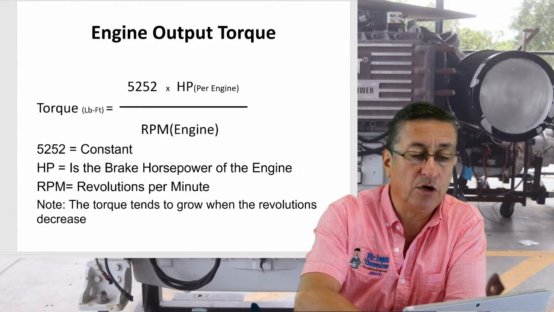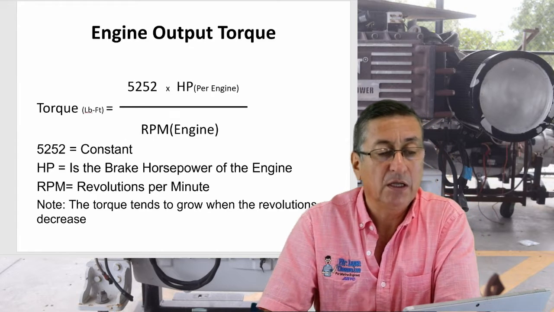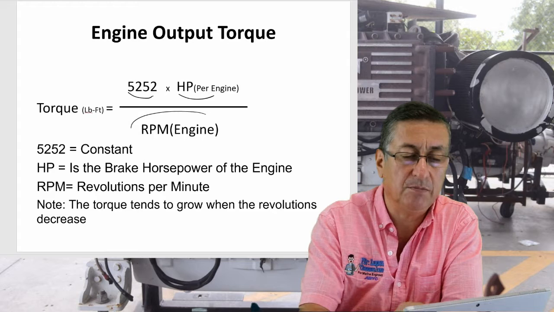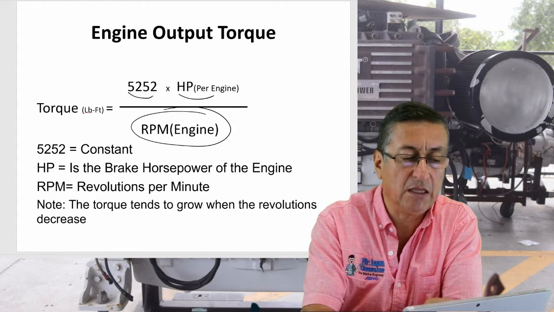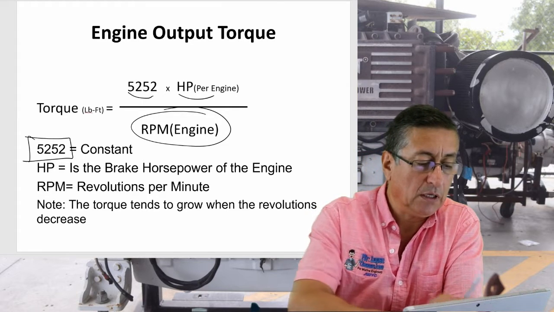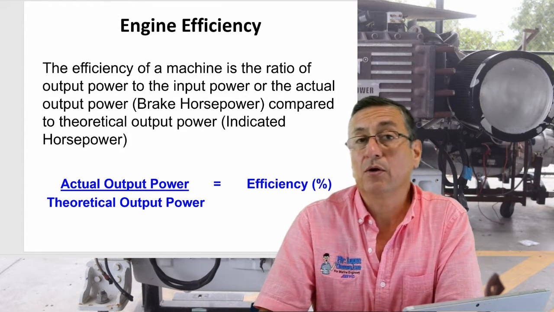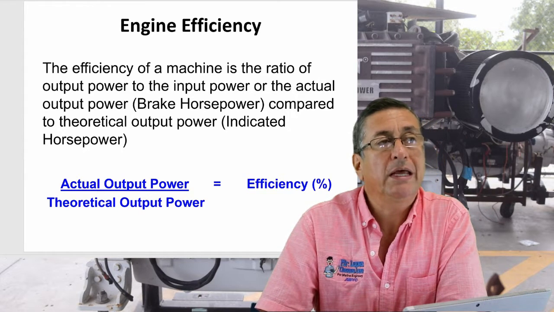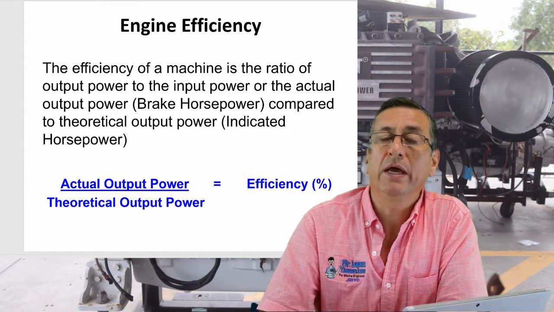All right, my friends, right now we are going to continue. This is the formula. Torque is equal to 52 times the horsepower divided by the engine RPMs. Don't forget, 52 is a constant. Okay, my friends, now we are going to talk about efficiency, and I am going to explain the efficiency in a simple way.